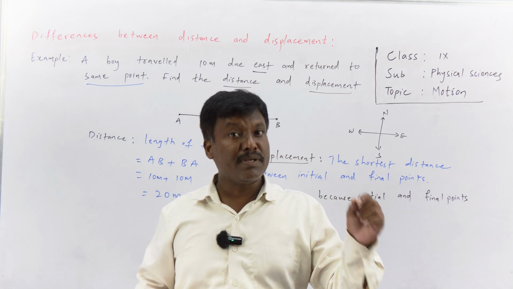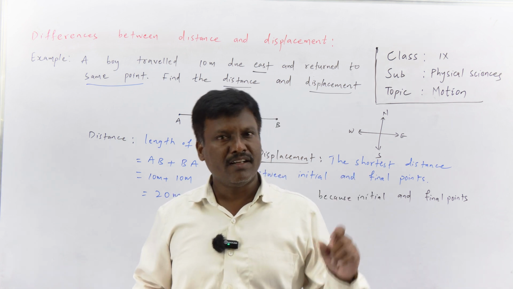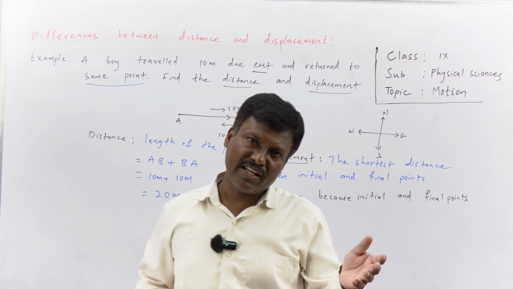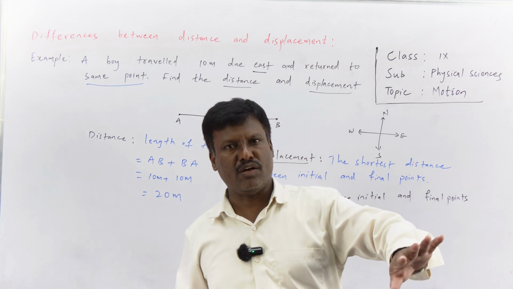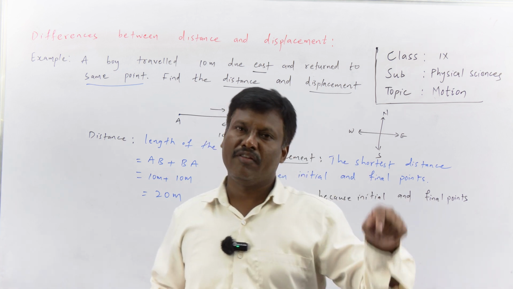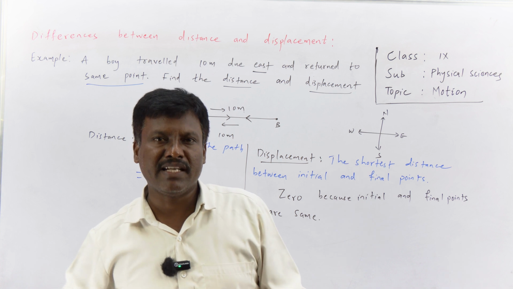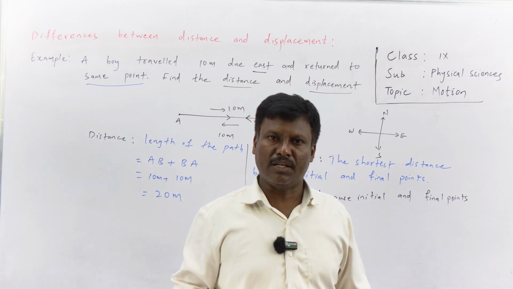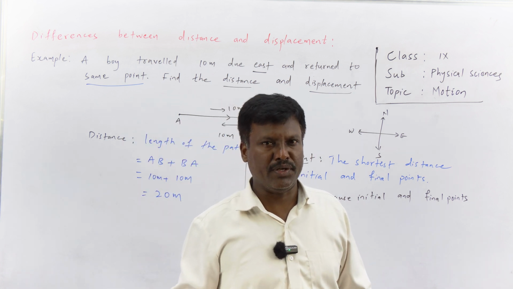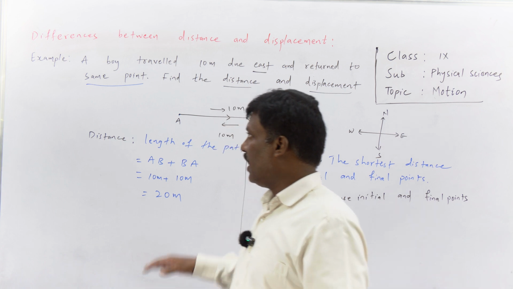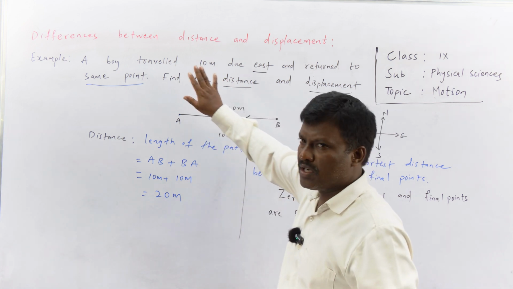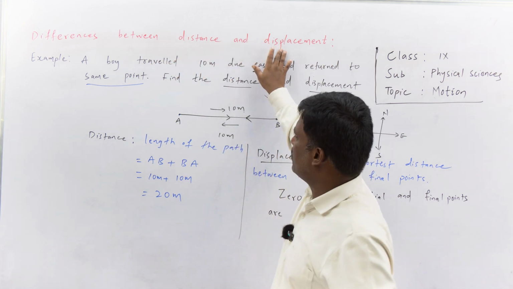But what is the displacement? Where did you start from? Your home. In the evening, where do you reach again? Again, you reach your house. Initial point is your house. Final point is also your house. Then tell me, what is the distance traveled by you? Something. What is the displacement of you? 0.